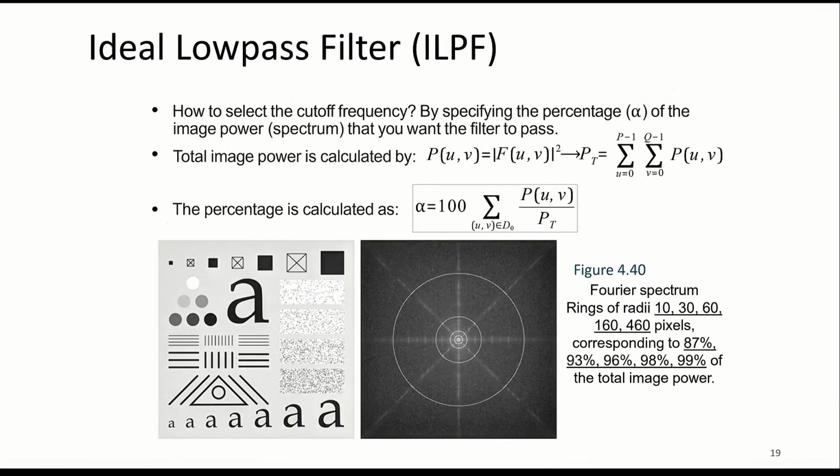Now, how do we practically do this? What should be the value of d naught? I can either do it manually, by hit and trial. D naught can be 5 or 6 or up to 256 if we have an image of 256 by 256. Or there's another way to do it.